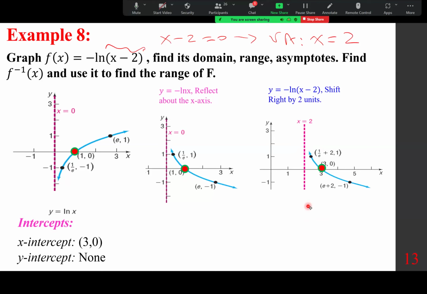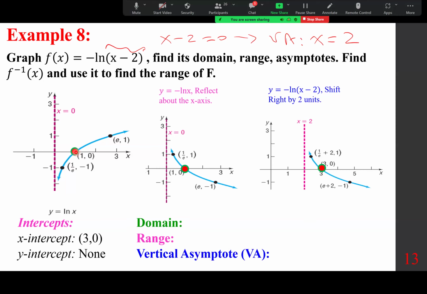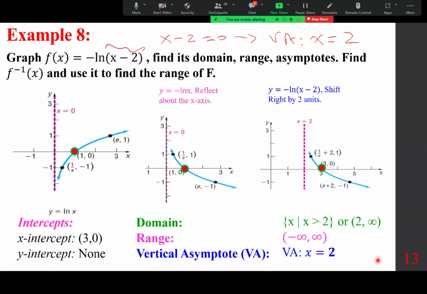Y-intercept, we don't have any. Domain. It was 0 to infinity here and here, but now it has changed, and it has changed from 2 to infinity. The range was all real numbers, and they haven't changed. Vertical asymptote was the y-axis, which had the equation x equal to 0 in both cases here. But here now it's x equals 2. So domain from 2 to infinity, range from negative infinity to infinity, VA or vertical asymptote, x equals 2. So to find the vertical asymptote, set this equal to 0, and you can find the answer.